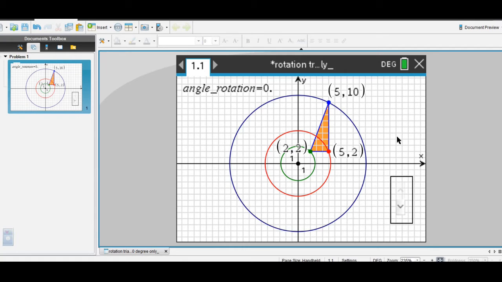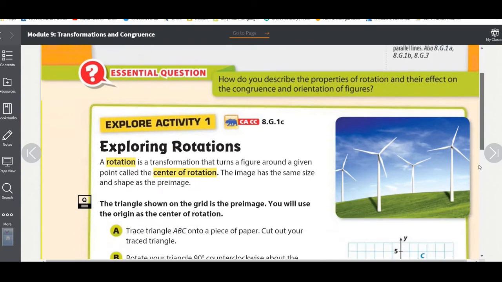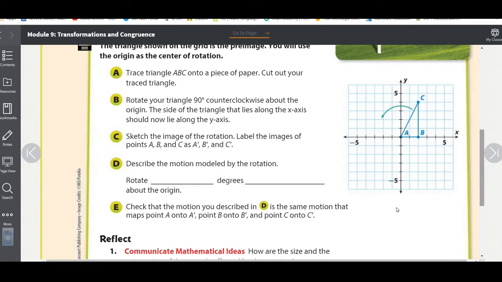All right, so let's go ahead and see if we can do this using paper and pencil. In your textbook on page 293, they have a triangle similar to what I was just showing you, and we're going to rotate that triangle. So I'm not going to be paying attention to any of the text over here. I'm just going to simply recreate what we just did.